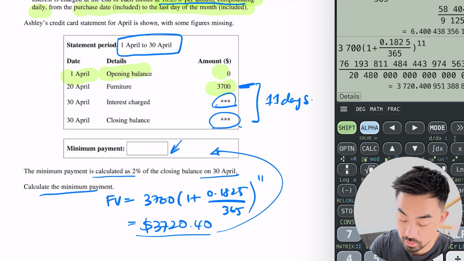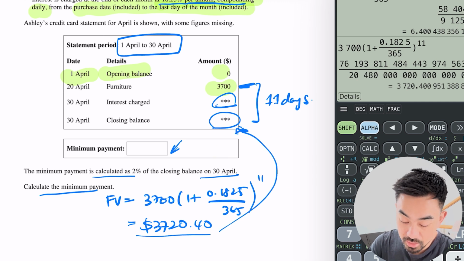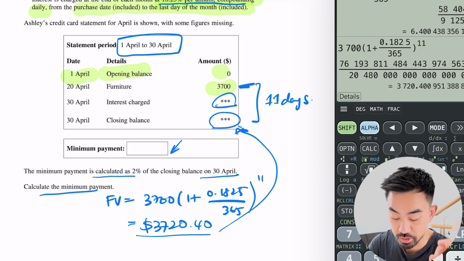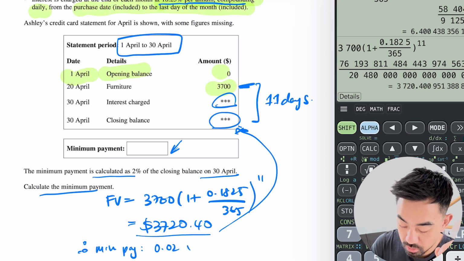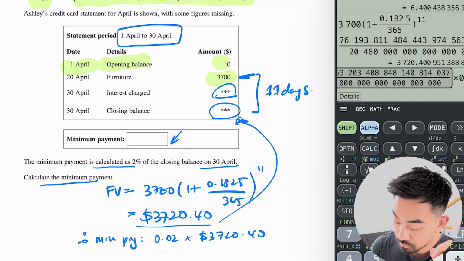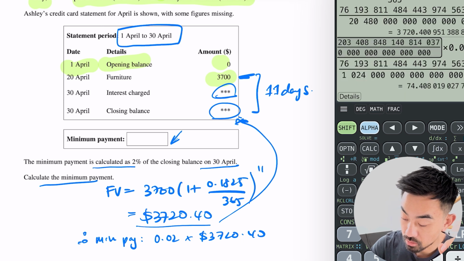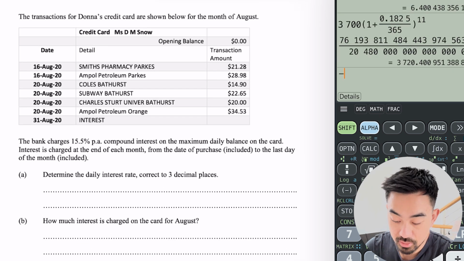Okay, and that's going to be, oh wait, that's not the minimum payment. That's the closing balance here. Now the minimum payment is 2% of the closing balance. So therefore, the min payment will be 0.02 times 3720.40. So the minimum payment is going to be $74.41. Done.